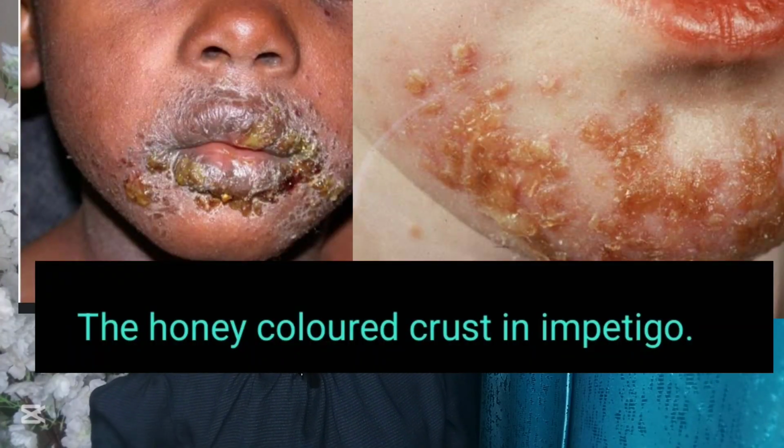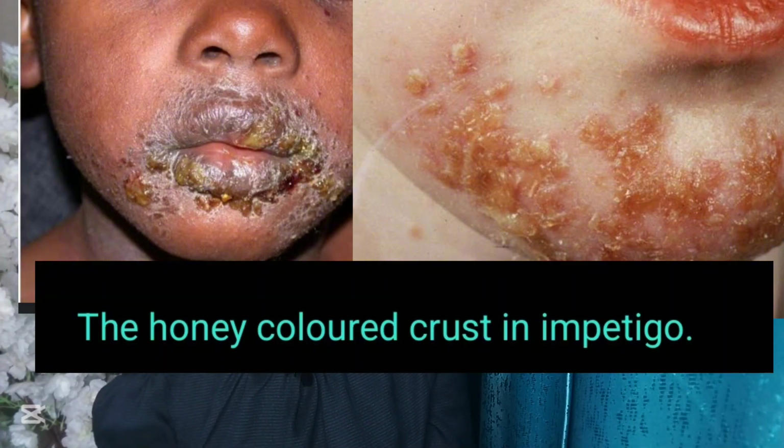It is usually yellowish brown in color, like the color of honey. And this crust is usually adherent to the skin. This yellowish brown crust, or the honey-colored crust, is a telltale sign or a major sign of impetigo.